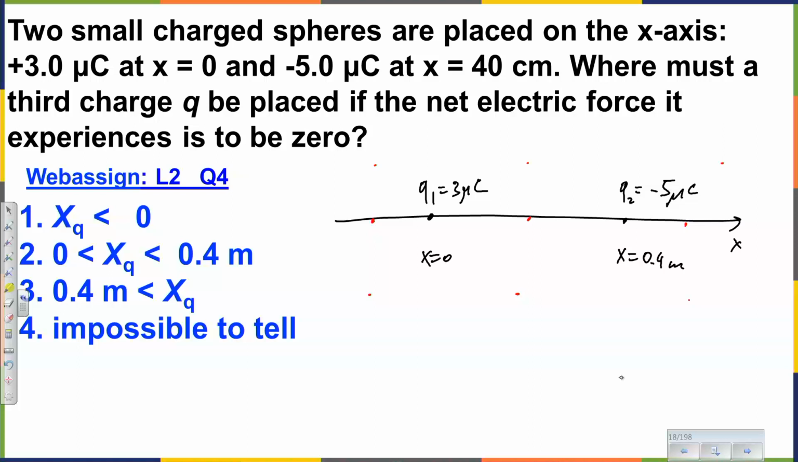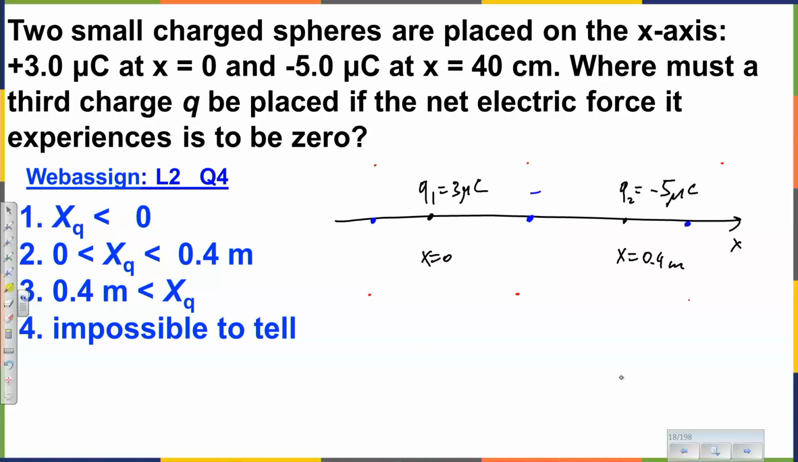Where should we place it? To the left of the first, between the charges, to the right? Or it's impossible to tell. Of course, locations above or below can't be chosen, because forces must be horizontal in order to be able to cancel each other. So technically, all you have to choose is here, here, or here. Now, can you choose it here, between? No.